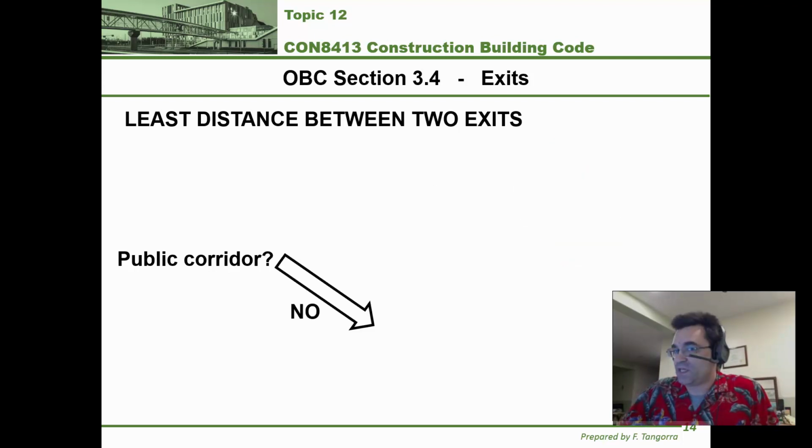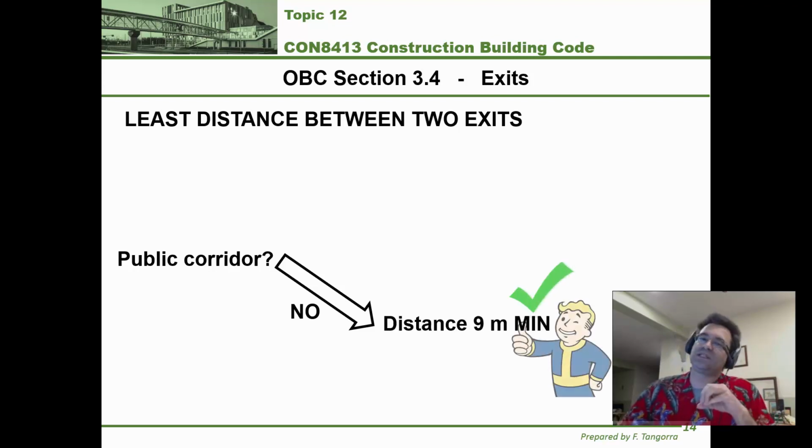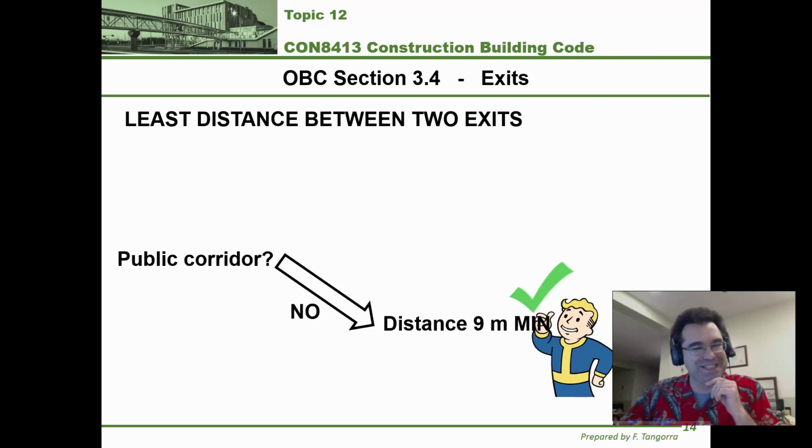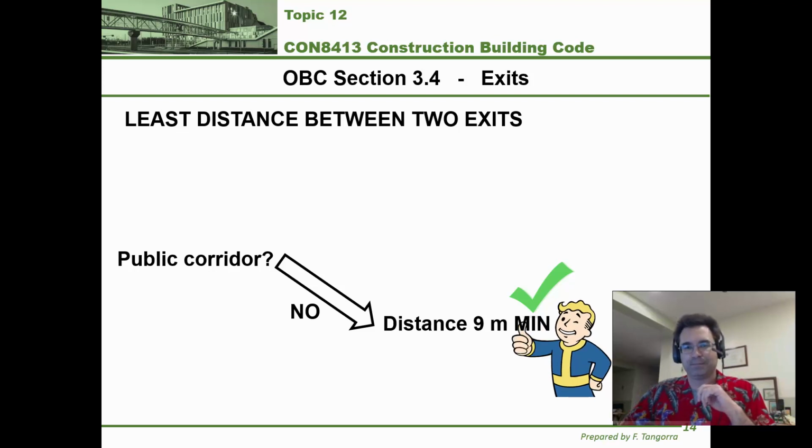Does that floor space not have a public corridor? If it's not a public corridor, the minimum distance is 9 meters. So it must be more than 9 meters in distance between exits. Not sure? Let's try it again.